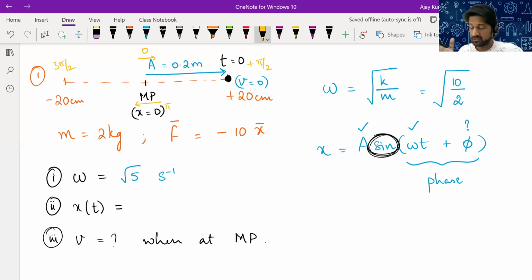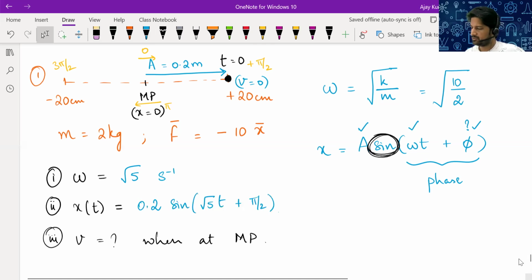Okay. Now, where was this particle released from? It was released from the positive extreme. So the phase constant you take is plus pi by 2. So we know that as well. Therefore, the displacement time equation becomes amplitude 0.2 sine(omega is root 5, into t, plus phase constant pi by 2).